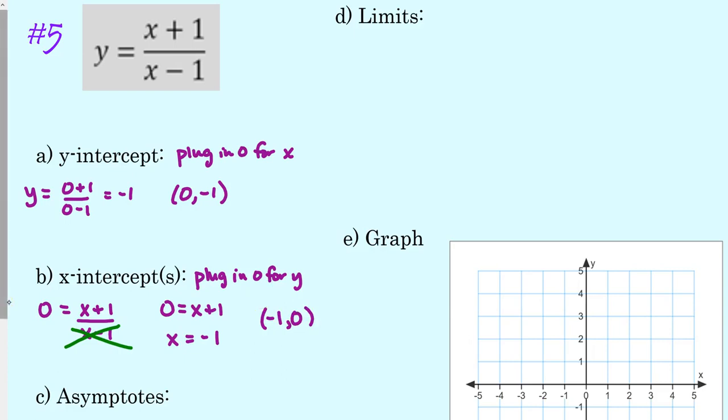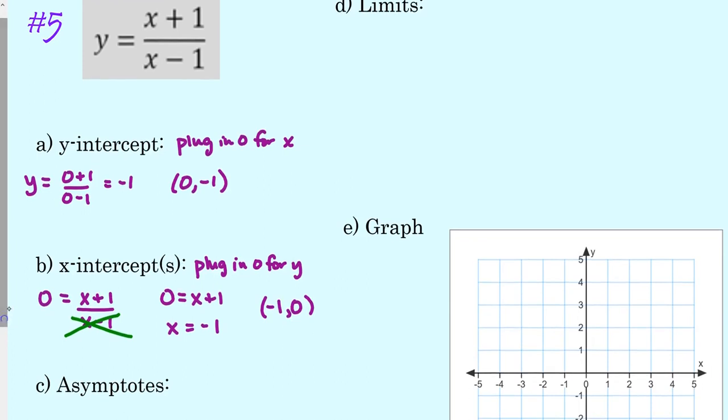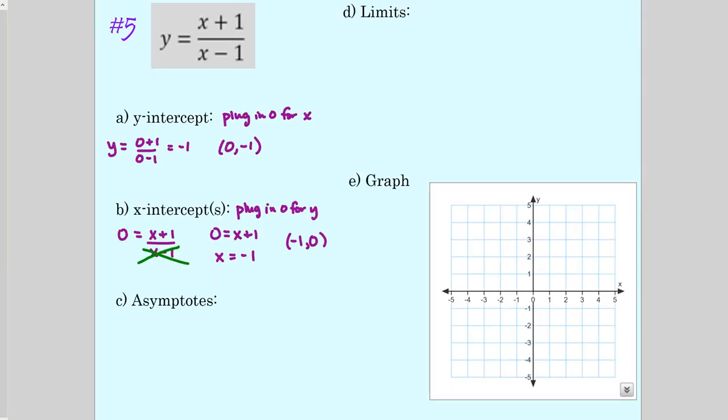Okay, now for asymptotes. Remember last time we noted that whatever number makes the denominator 0 is going to give us our vertical asymptote. So vertical asymptote, x equals 1. And so that means we're going to have a couple of limits: the limit of y as x approaches 1 from the left, and the limit of y as x approaches 1 from the right.